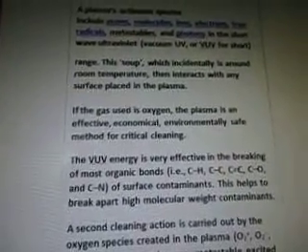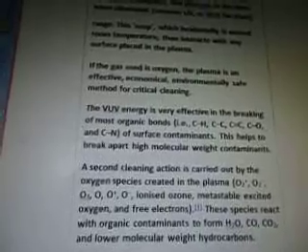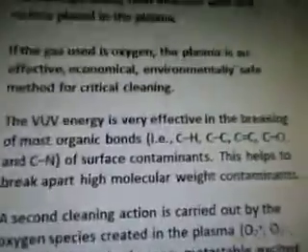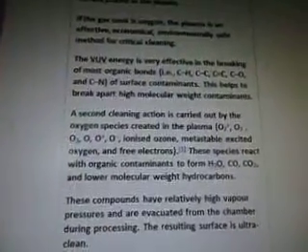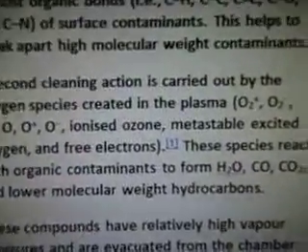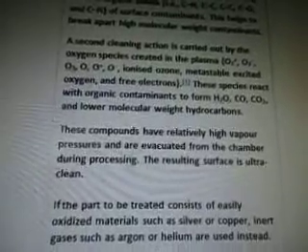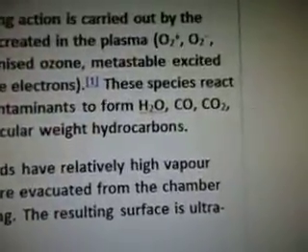This soup, which incidentally is around room temperature, interacts with a surface placed in the plasma. If the gas used is oxygen, the plasma is an effective, economical, environmentally safe method for critical cleaning. The VUV energy is very effective in the breaking of most organic bonds, and there's the equation there, of surface contaminants. This helps to break apart higher molecular weight contaminants. Second cleaning action is carried out by the oxygen species created by the plasma. There's the calculations there. And there. Ionized ozone, metastable excited oxygen, and free electrons. These species react with the organic contaminants to form H2O, CO, and CO2, and lower molecular weight hydrocarbons.